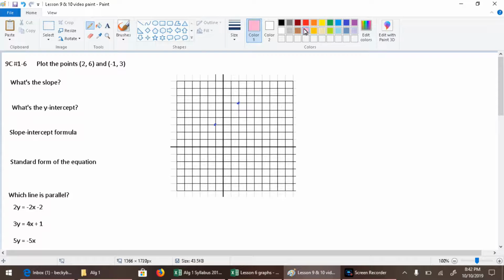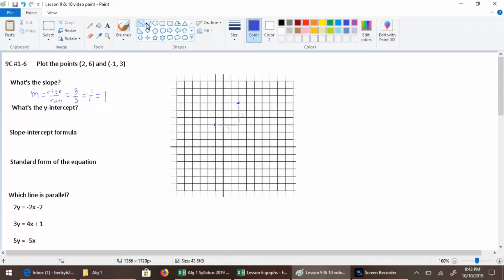We can determine that by drawing a right triangle. Over here, we went up 3 and out 3. So our slope is our rise over our run. In this case, it was 3 over 3. We can reduce that to 1 over 1, which is the same thing as 1.